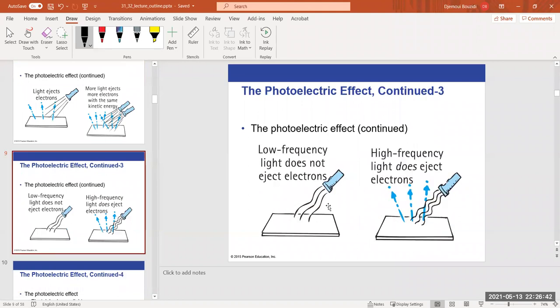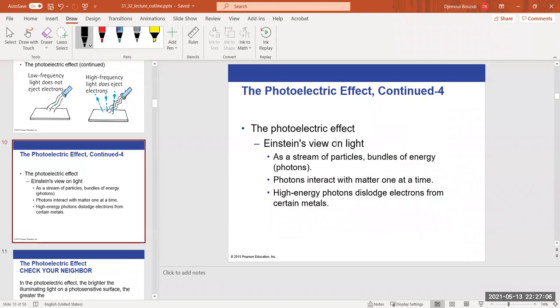Now the frequency, as I said: with low frequency, no matter how bright the light is, it's not going to do anything. Get a very intense light if you like, as long as the frequency is low, it's not going to eject a single electron. But with high frequency, even with a dim light, it is going to eject electrons. So you're going to see them. So that's the photoelectric effect.